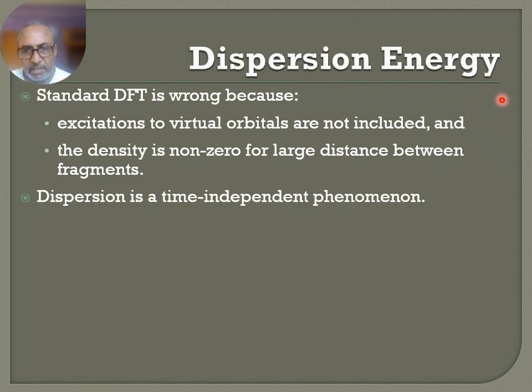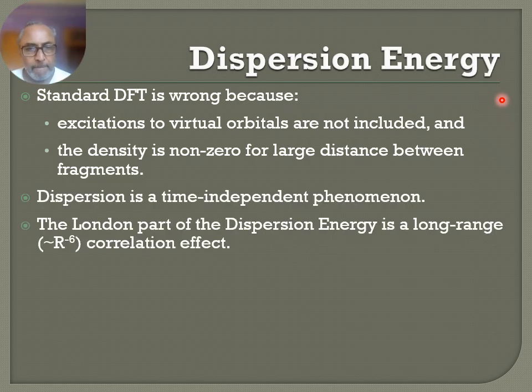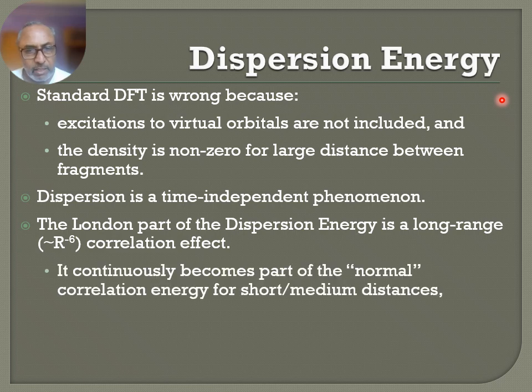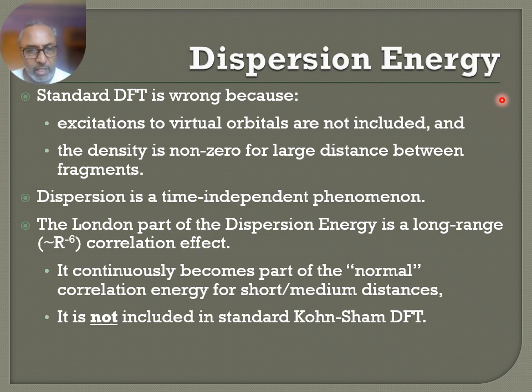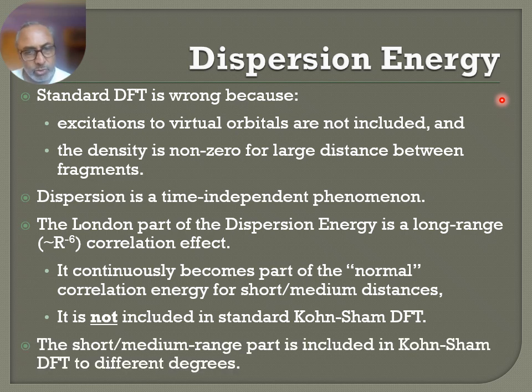Dispersion is a time-independent phenomenon. The London part of the dispersion energy is a long-range correlation effect, which goes as r to the power minus 6. It continuously becomes part of the normal correlation energy for short and medium distances, and it is not included in standard Kohn-Sham density functional theory. The short and medium range part, however, is included in Kohn-Sham density functional theory to different degrees.